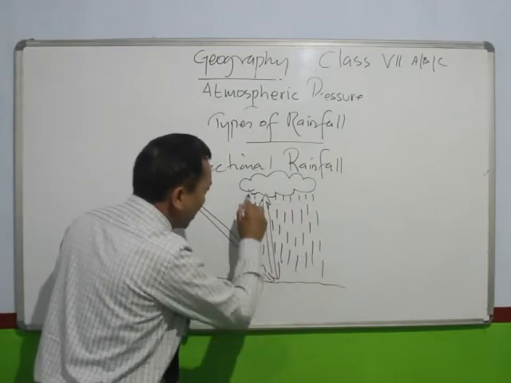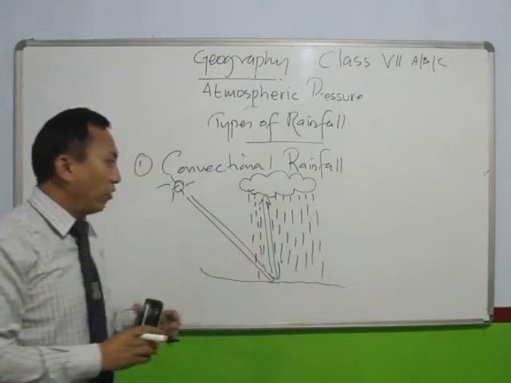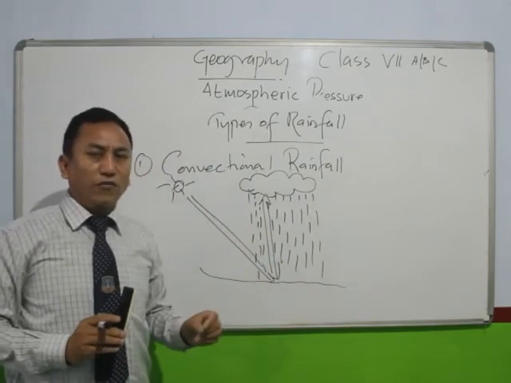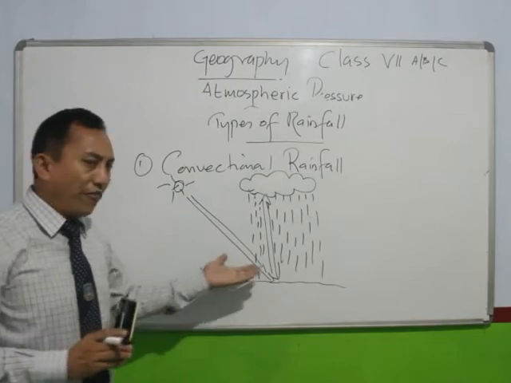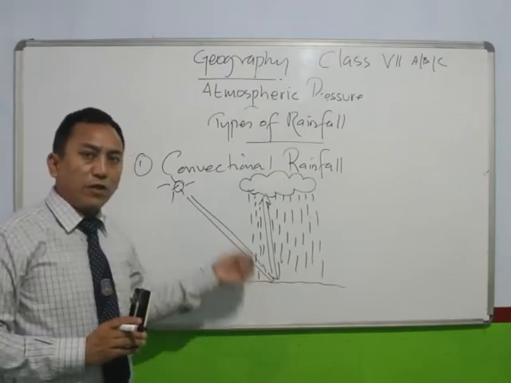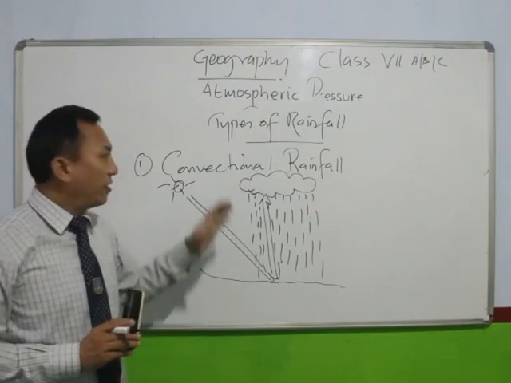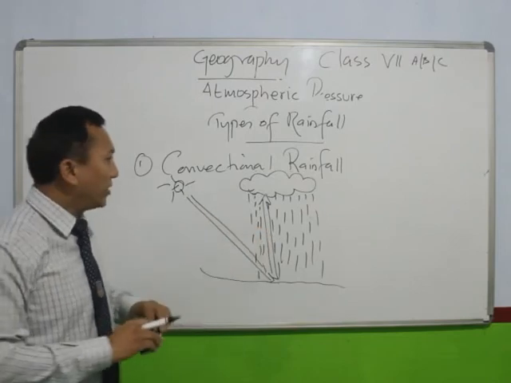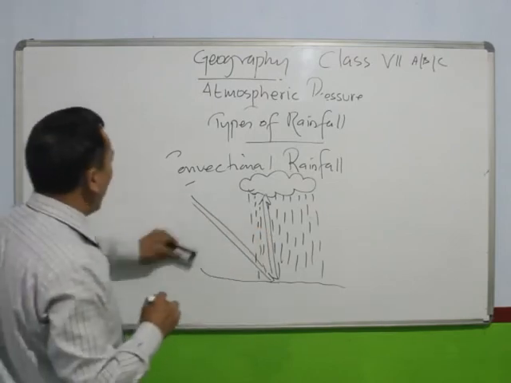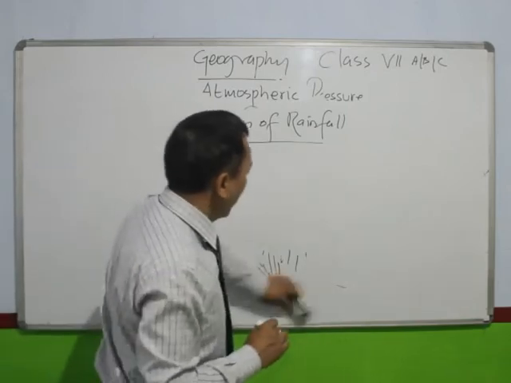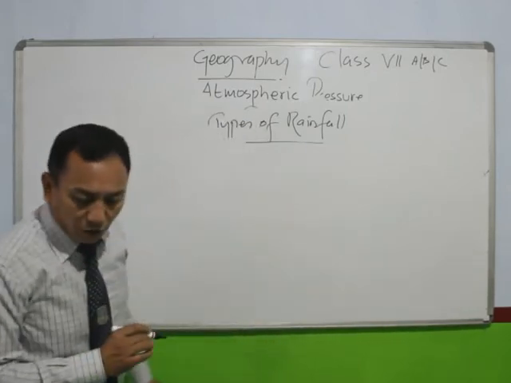This type of rainfall is called convectional rainfall. It is also called 4 o'clock rainfall because normally it takes place in the afternoons. But it is most common in the hot equatorial regions. Convectional rainfall. Okay, that is the first type of rainfall. Then we have the second type of rainfall, which is called relief rainfall.